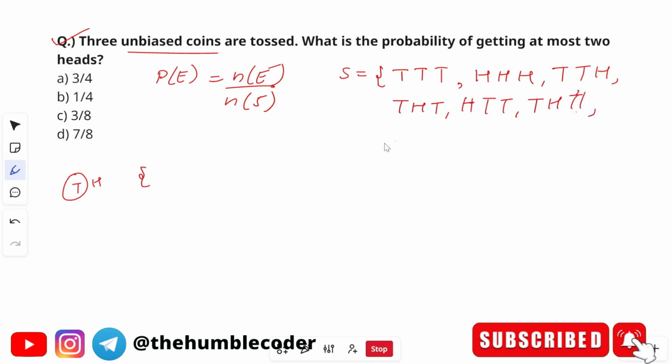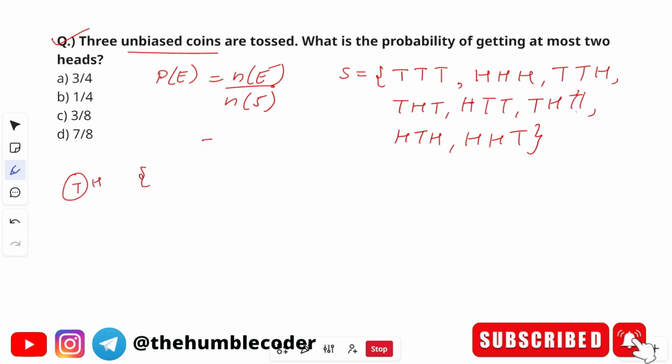Okay, then one more we can have head tail head. Then head tail. So let's count: 1, 2, 3, 4, 5, 6, 7, 8. So 8 is the possible sample space. Out of this nothing else is possible, so you can also create the sample space yourself. Slowly. Now let's understand.